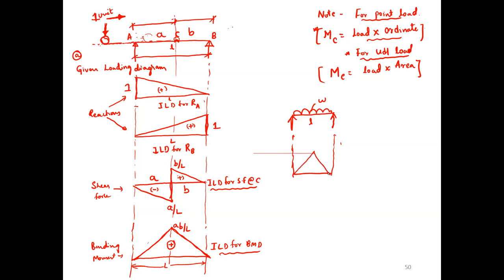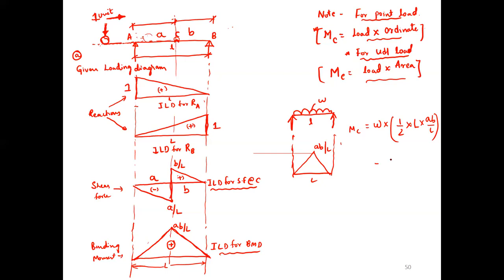That is a triangle only. And also the value of that particular thing is AB by L. In this standard diagram I have taken L. But for MC, for example, what is the thing? Load into area. What is the load? W. What is the area of the triangle? Half into base is AB, L into height is AB by L.